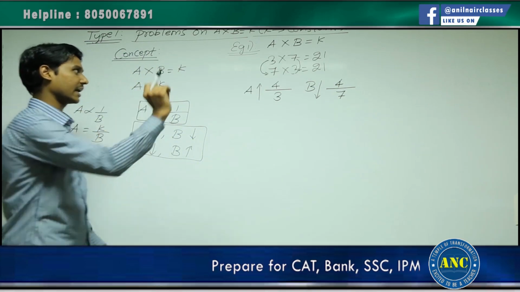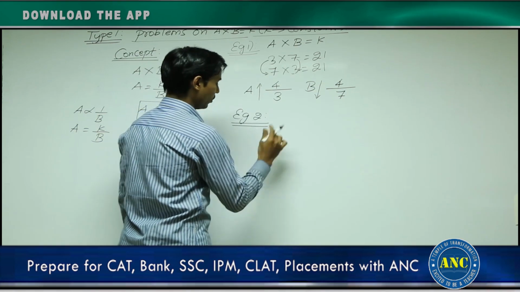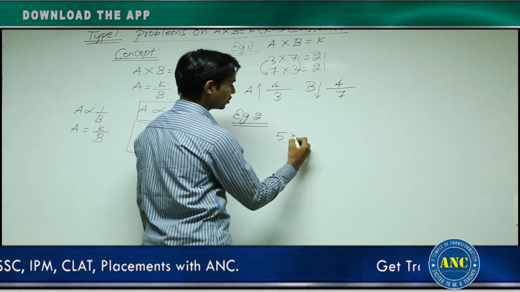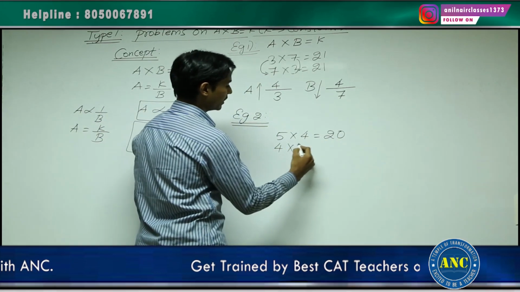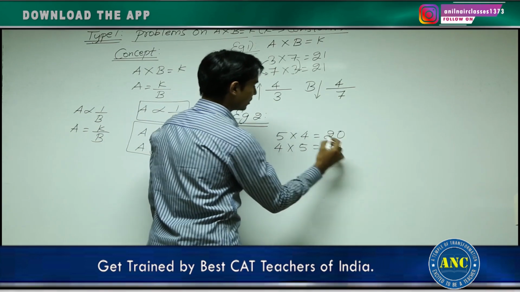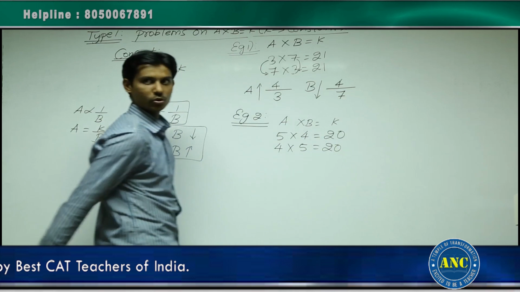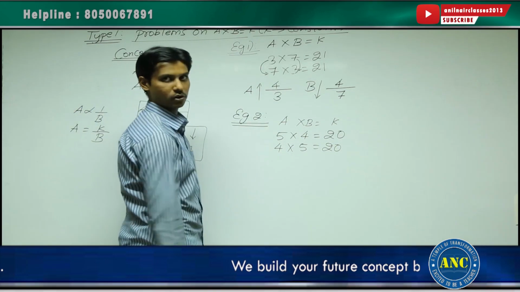Everyone clear? Second example. See here. Same logic. Suppose I take 5 into 4 is 20. 4 into 5 is also 20. Same, if I use A into B equivalent to K. Right? See here. Listen to this. 5 into 4 is 20. 4 into 5 is also 20.